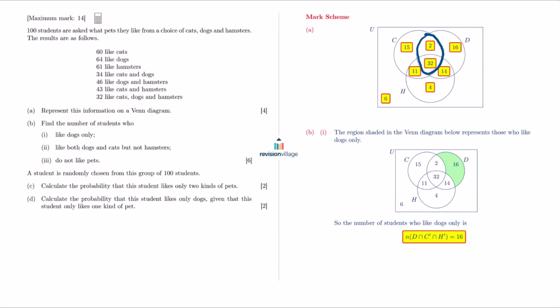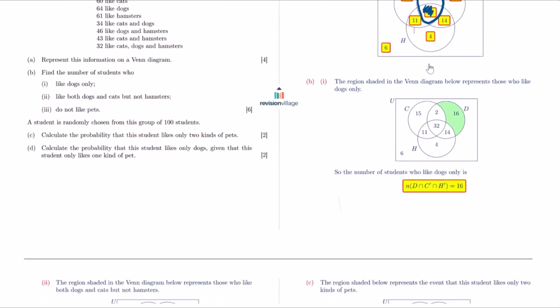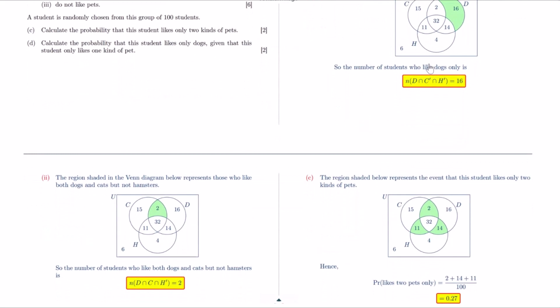Sorry, I got myself a bit confused there. Just rereading the question. Like both dogs and cats, but not hamsters. So in this region that I have circled here, I'm including this 32 that are part of the hamster set. So therefore, these 32 here do like hamsters, so I don't want to include them. So I'll leave just this. So what remains here is just these 2 students who like cats and dogs, but they do not like hamsters. So if we look at the solution here, you can see that I have shaded that region. So this 2 represents cats and dogs, but not hamsters, and that is the answer to the second part of B.